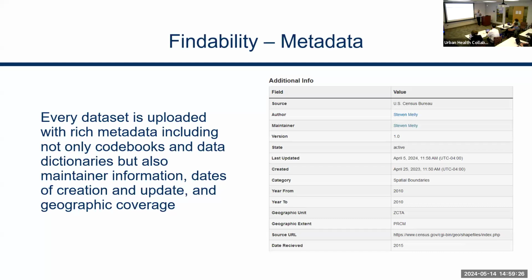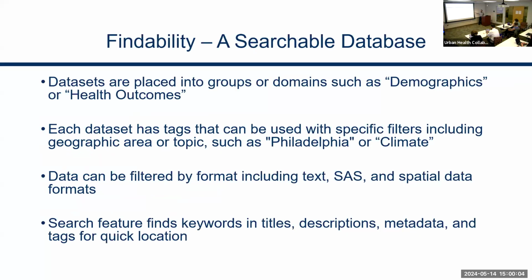Every data set on the portal has a bunch of metadata uploaded. This is things like code books and data dictionaries, and the links are right next to where the data actually is. But we can also upload a bunch of other stuff. We customized it to add a bunch of information that is not usually there, things like when it was last updated, who's maintaining it, what the source is, the date range of the data, and what geographic extent it covers. That's all available right there on the website. But it also allows us to have a searchable database as well.